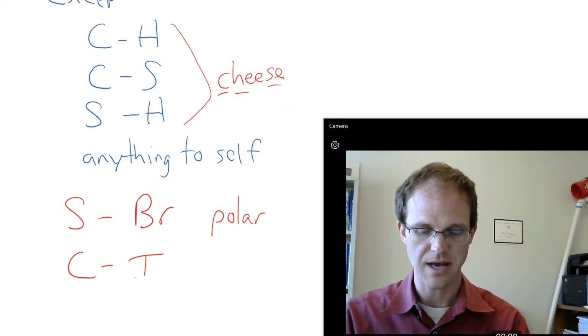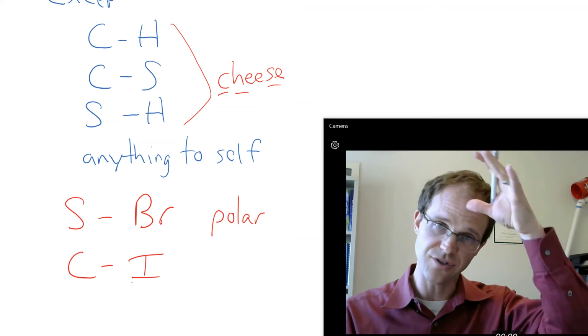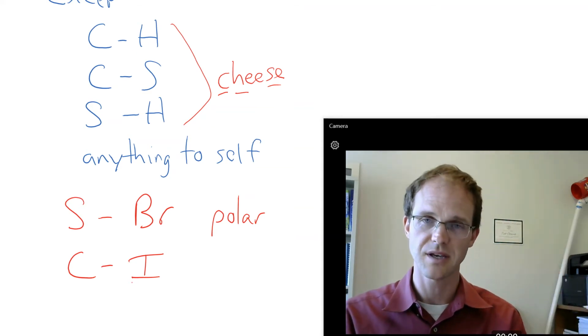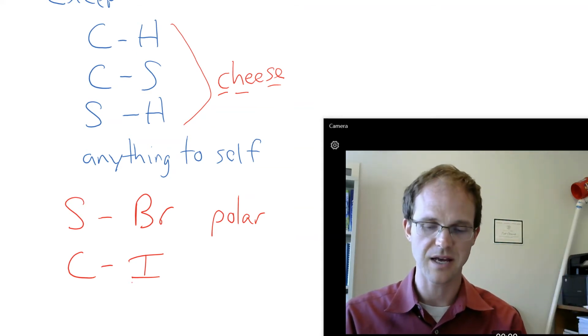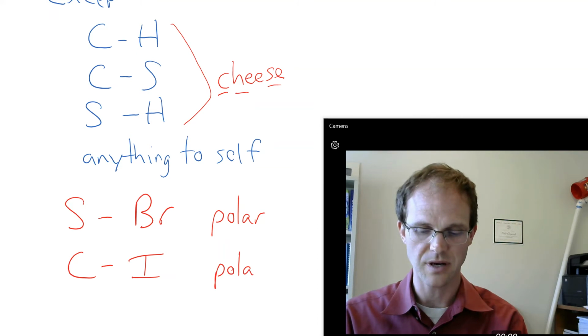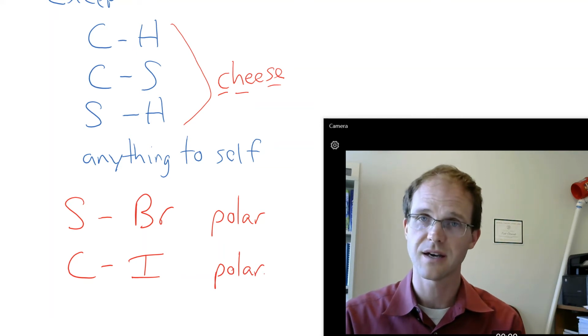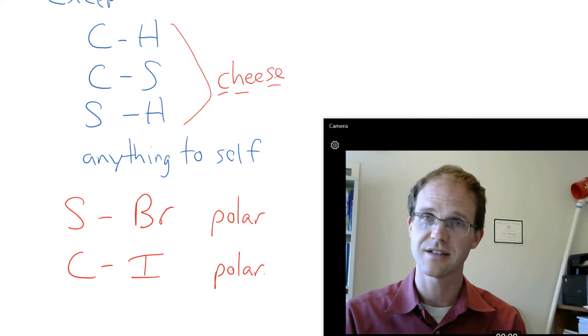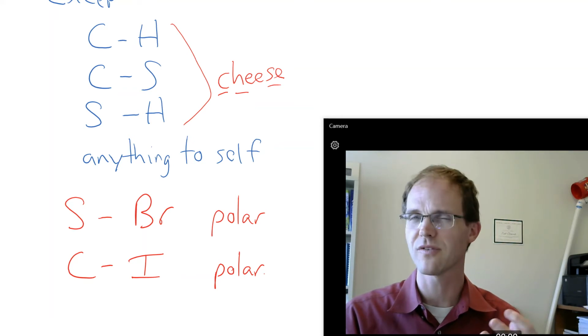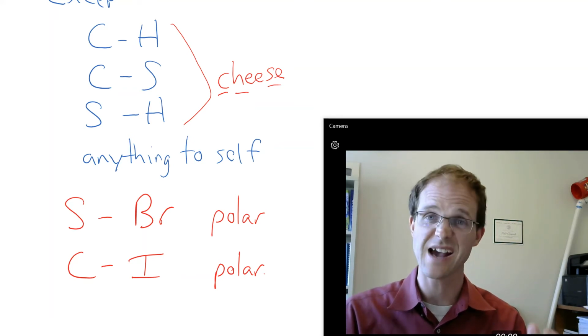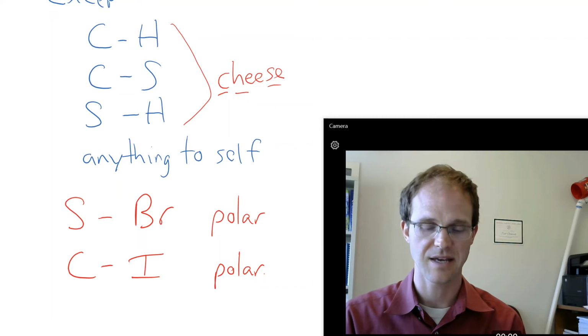Carbon bonded to iodine. If you actually do the official thing, it comes up as nonpolar. But in organic chemistry, carbon bonded to iodine acts as a polar bond. And so I'm going to call it a polar bond. Again, I get slightly different answers than the traditional method, but it's more of a practical one. It acts like a polar bond when it does chemistry.